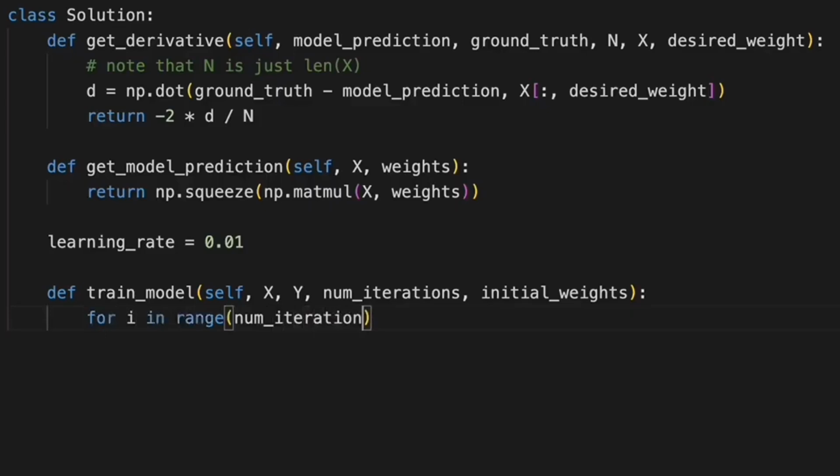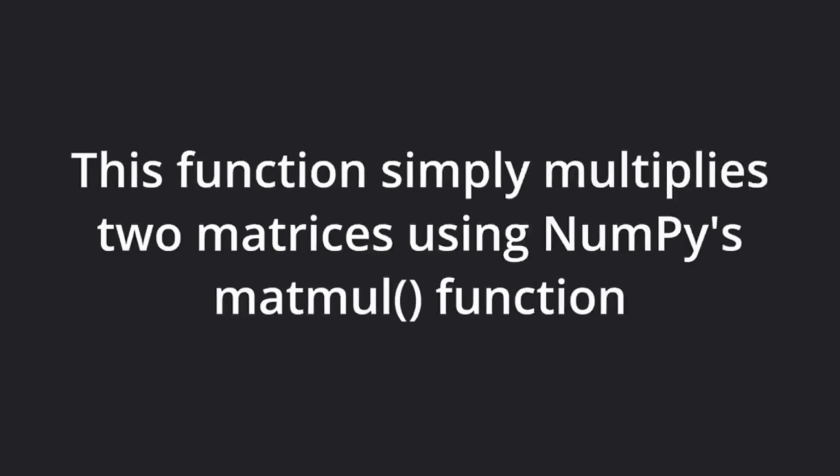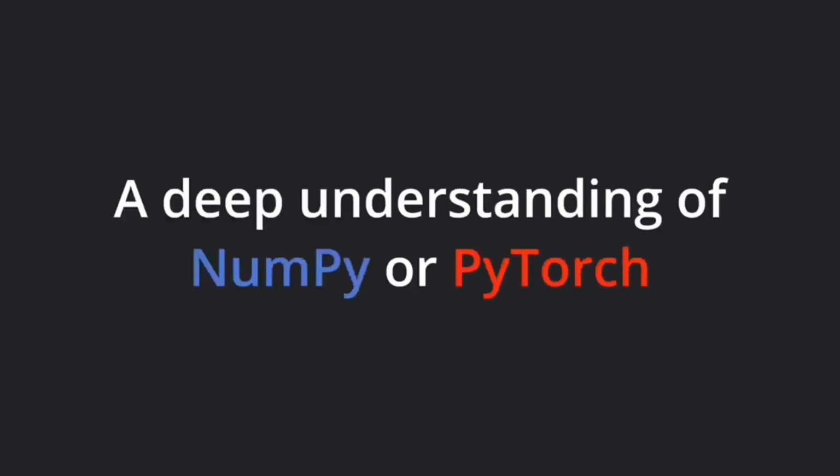First, let's set up our training loop. Let's get the model prediction using the function given. This function simply multiplies 2 matrices using NumPy's matmul function. If you're looking to learn NumPy and PyTorch, check the top link in the description. The good news is that the rest of this code doesn't require a deep understanding of NumPy or PyTorch.